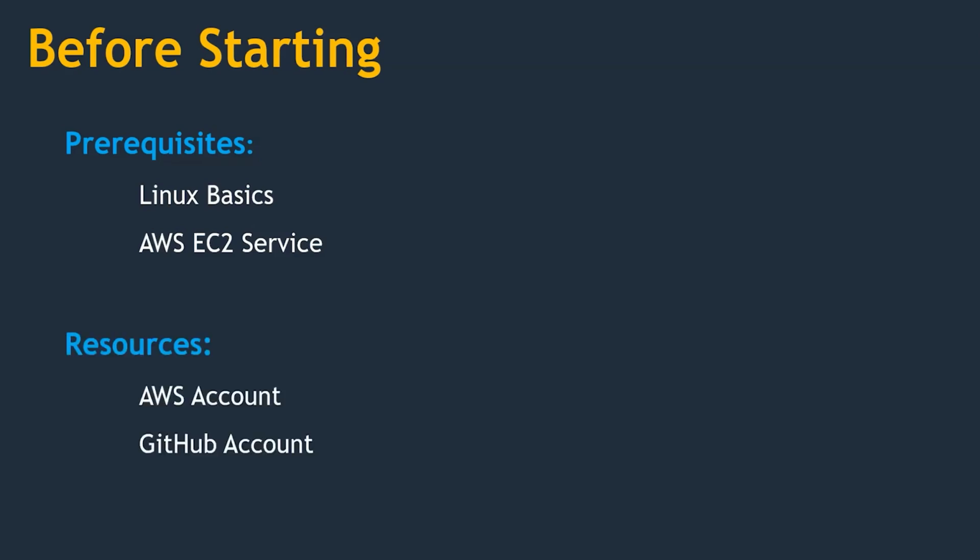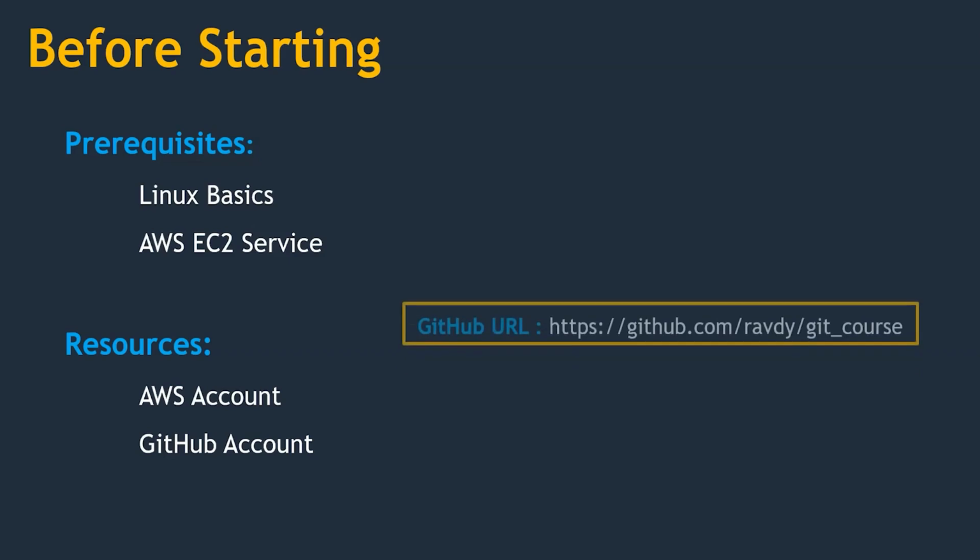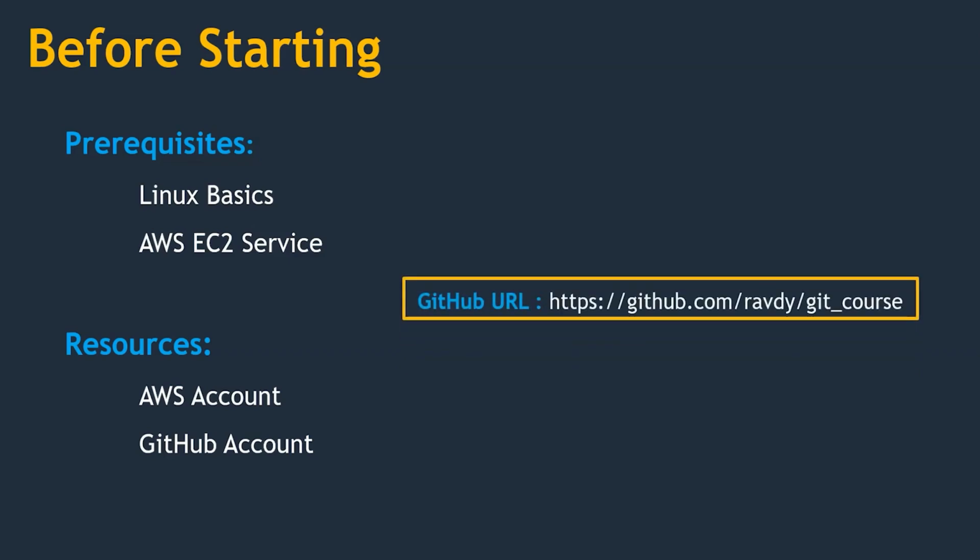Next, resources. I'm expecting that you have an AWS account. If you don't, at the end of this course I have added a separate lecture on how to create an AWS account. You can watch that video to create one. Next, GitHub account. I'm going to create a GitHub account during this course, so you need not create one now itself. The resources or documents which I use during this course are updated in this GitHub URL.